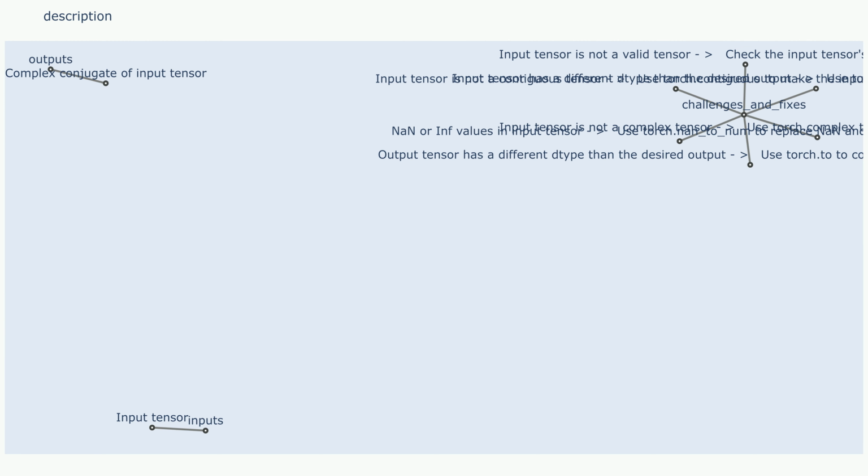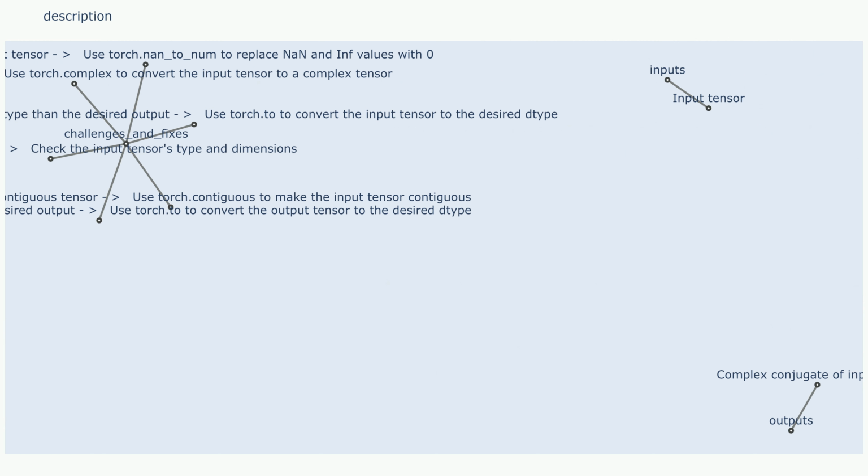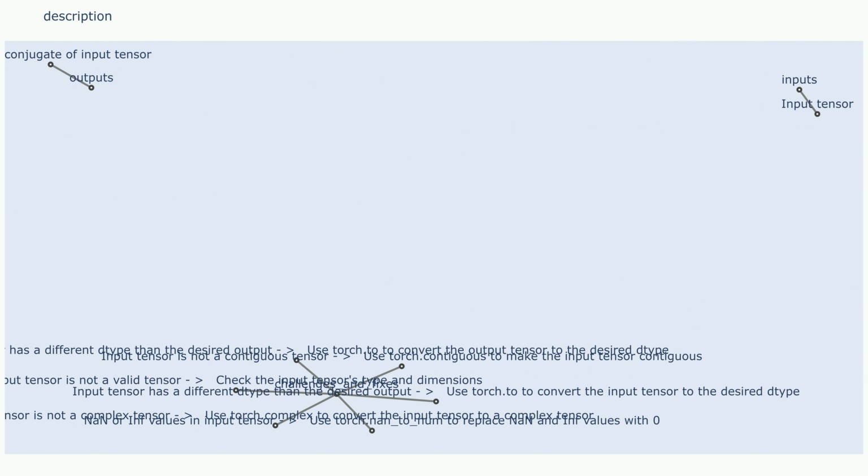Description. The torch.conj_physical function computes the element-wise complex conjugate of a tensor, taking into account the physical meaning of the input. Inputs. Input 1, a torch tensor representing a complex valued quantity. Outputs. Output 1, a torch tensor with the same shape and data type as the input, containing the complex conjugate of the input tensor. Steps.